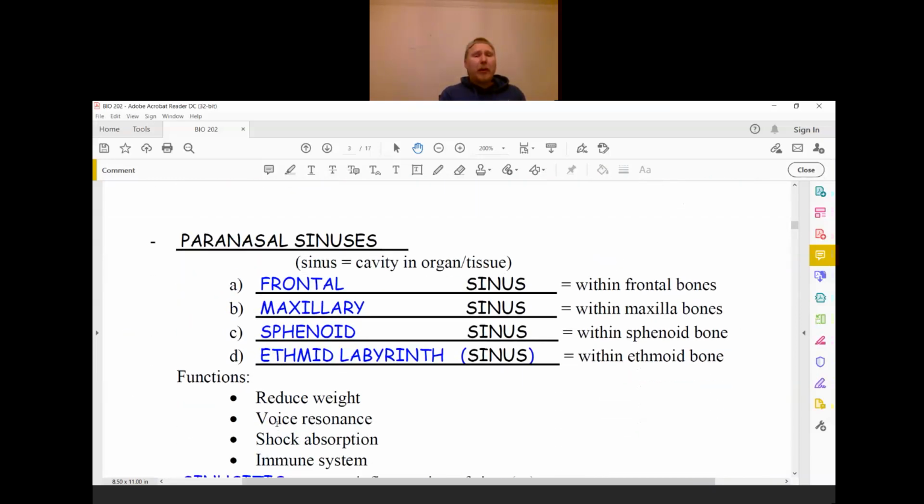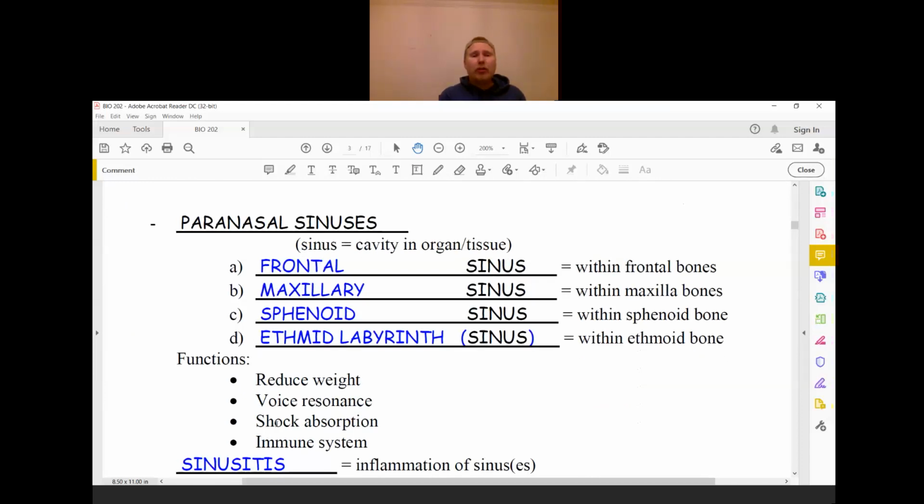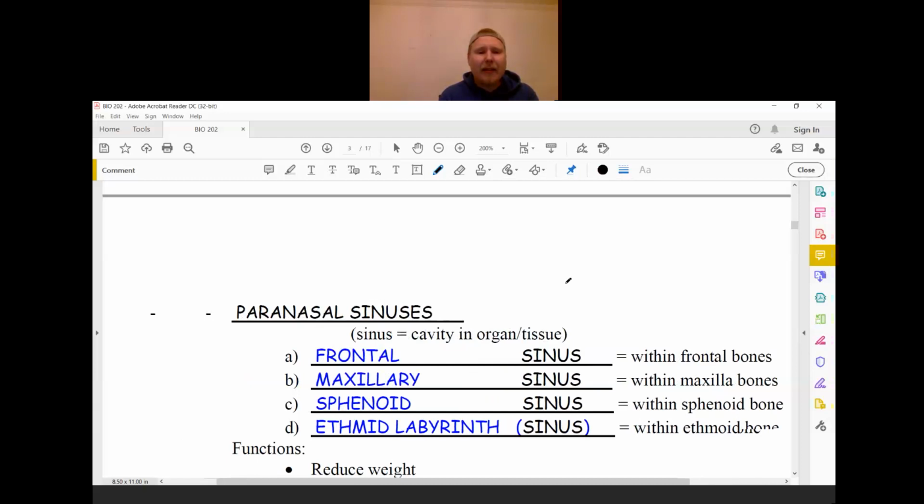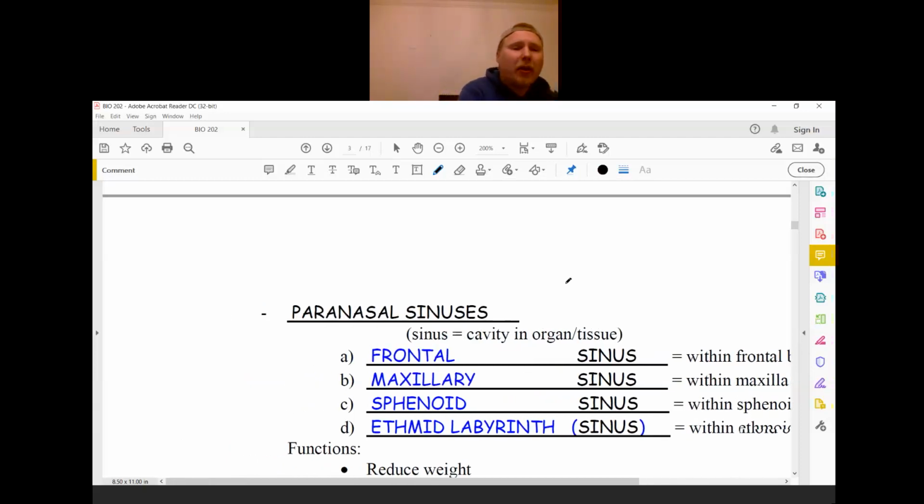Another thing that we notice when we discuss this region of structures is the paranasal sinuses. And let's do a couple of sketches to discuss the paranasal sinuses. As you remember from our earlier discussions, a sinus is always some kind of cavity within an organ or within a tissue. So paranasal sinuses refer to these cavities, empty spaces within this area.